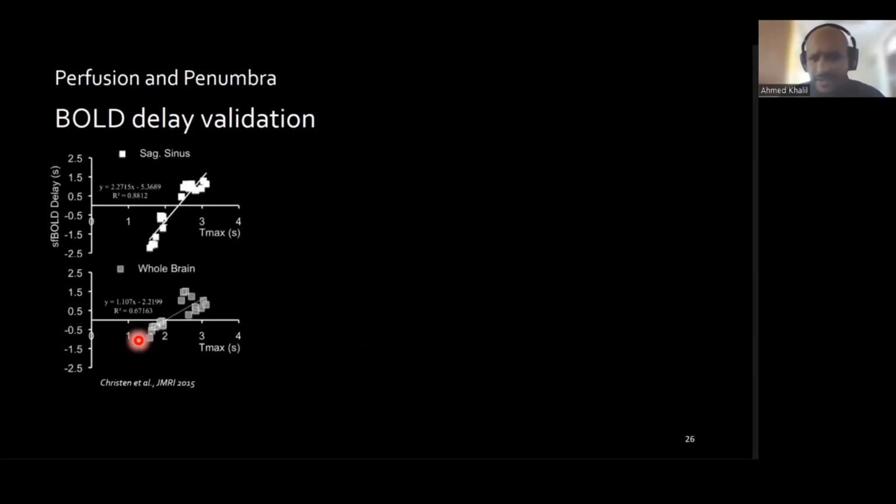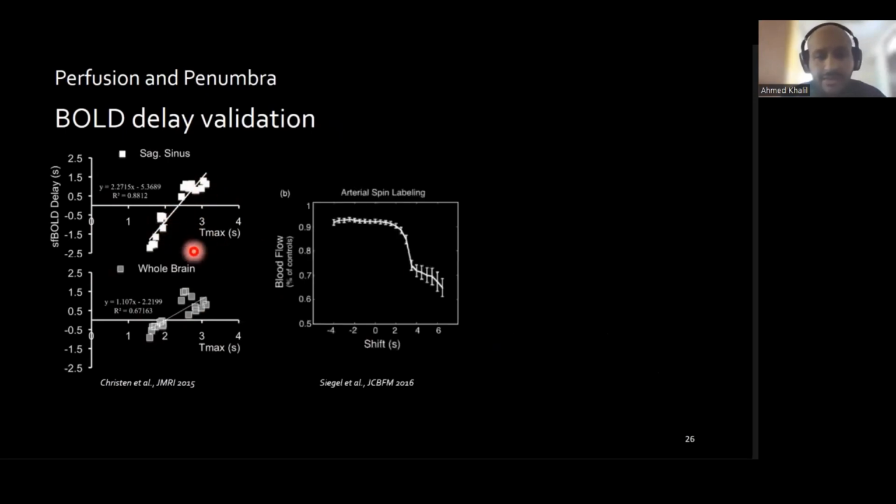So these are just the results of some of the more quantitative validations that have been done using this technique. This paper from 2015 by Kristen et al. compared quantitatively, again, bold delay to Tmax, or time to maximum, derived from DSC, and saw pretty good correlation between the two metrics. Siegel et al. then did it with ASL, again, a relatively good correlation between the two metrics.